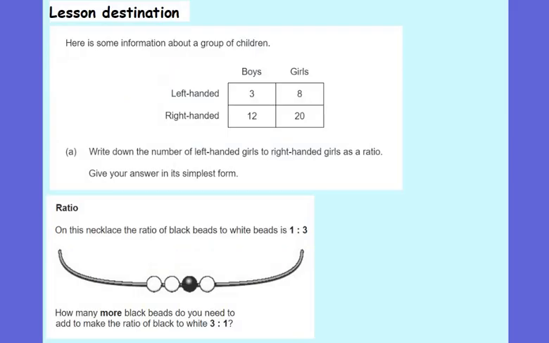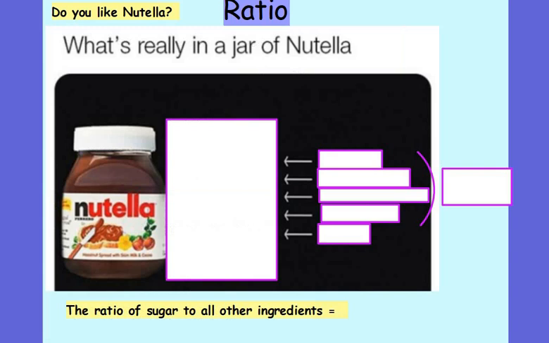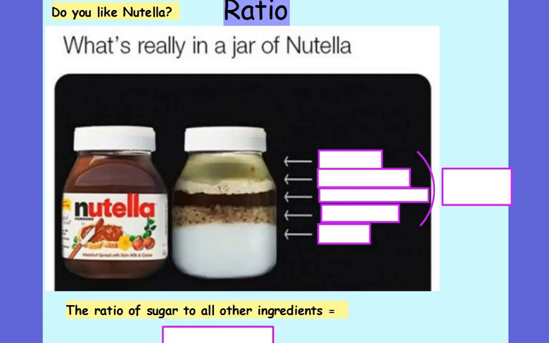Okay, Year 8, this is our lesson destination for today. We're going to start looking at ratios. First up, who likes Nutella? Indeed, most people do like Nutella, but why do we like it? Here's a jar of Nutella. What's actually in this jar? Well, within this jar of Nutella, mixed together are these ingredients. You can see it in the picture.